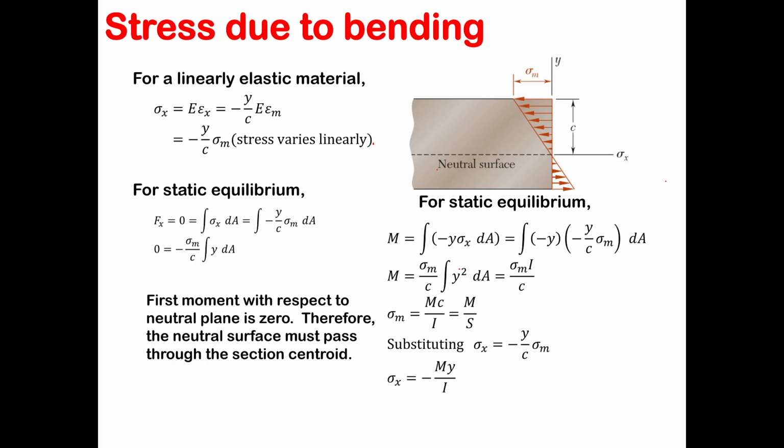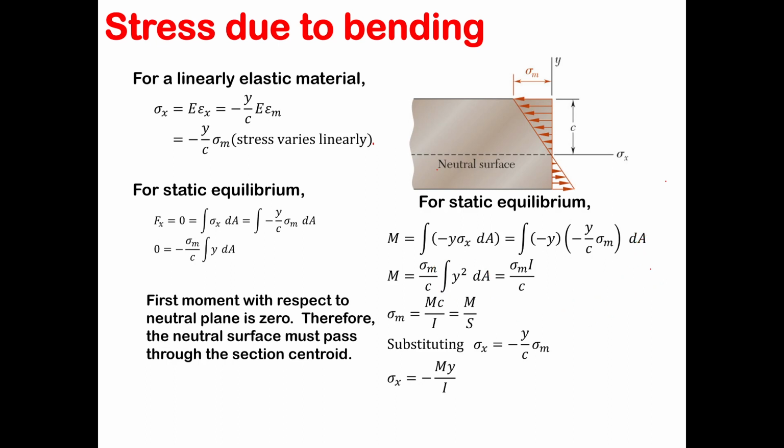So we're going to do the moment about z. We're going to use the third equation we had in the moment balance, actually. We have the moment, it's going to be equal to the integral of negative y multiplied by sigma x dA. We're going to replace sigma x by negative y over c sigma m, which means that you can take sigma m and c out, right? So M is going to be equal to sigma m over c integral of y squared dA. This y squared dA is the definition of moment of inertia, so we're going to replace that with an I.